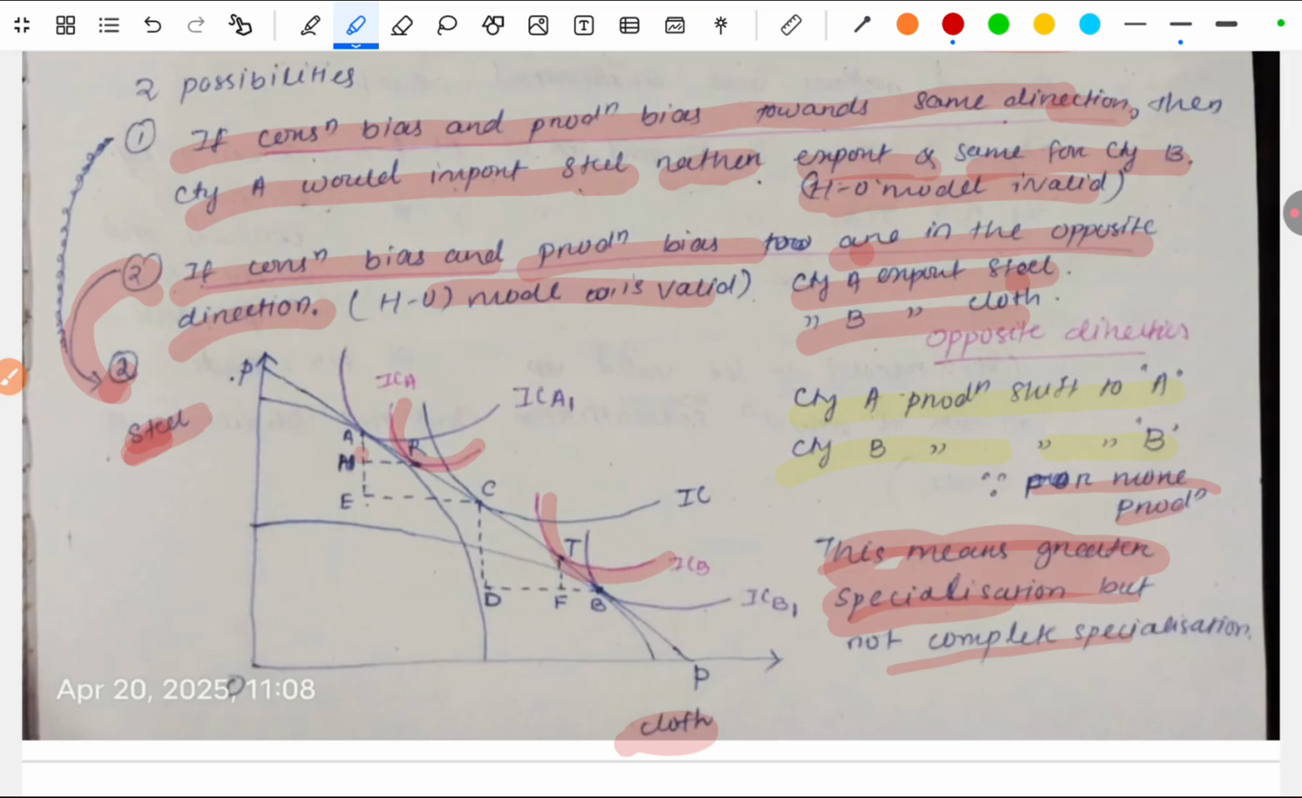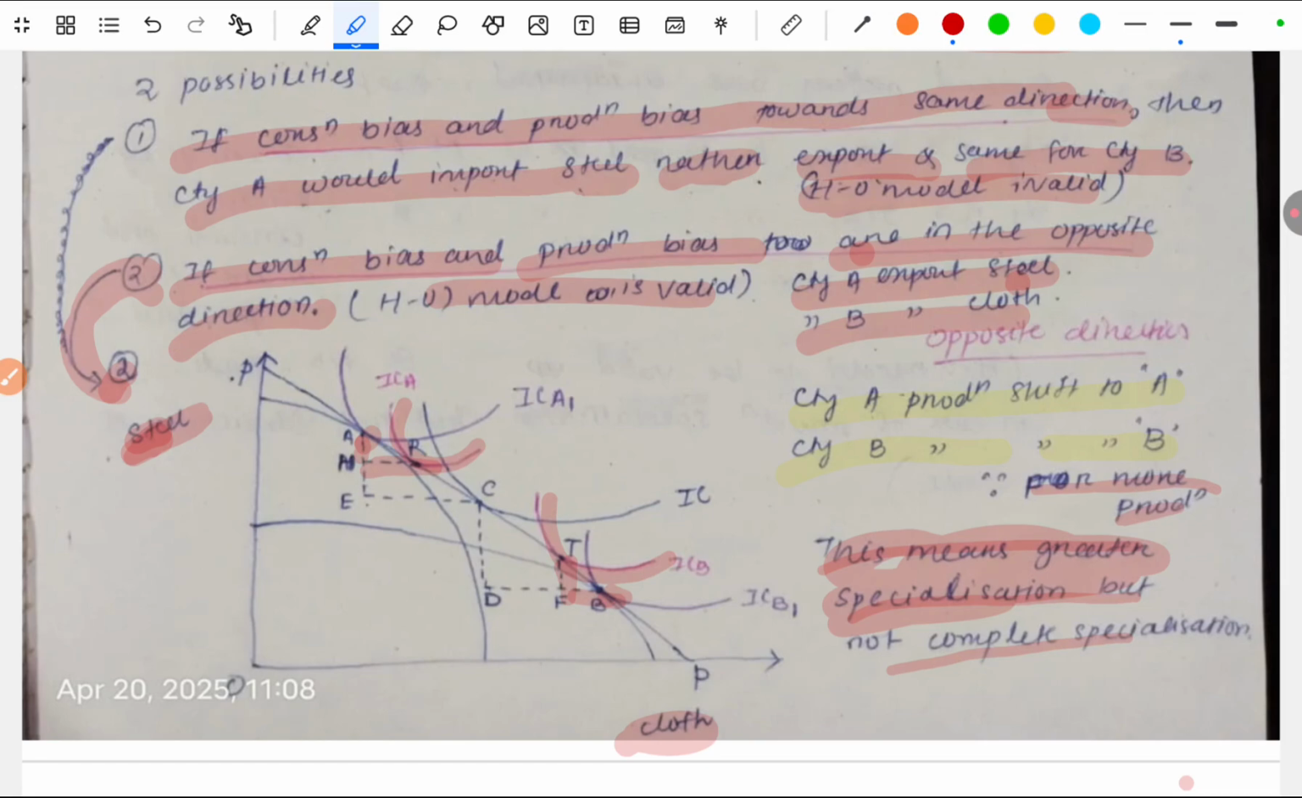As you know, the production is A and the production is B, A for country A, B for country B. Now the export will be less, import will be less. Now AH is the export of steel, HR is the import of cloth, TF is the export of cloth, TF is the import of steel from country A, and FB is the export of cloth to country A.